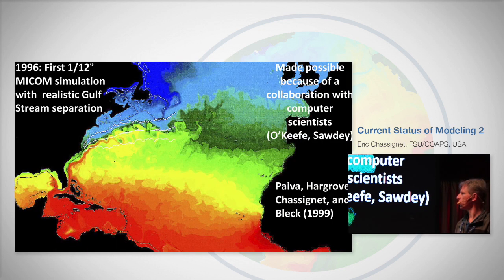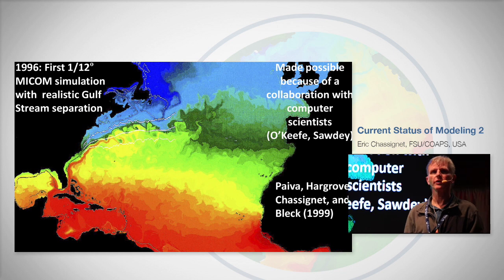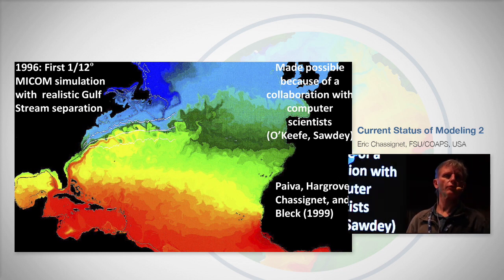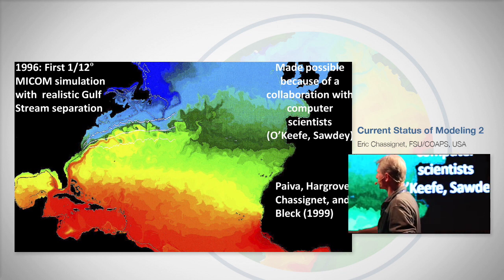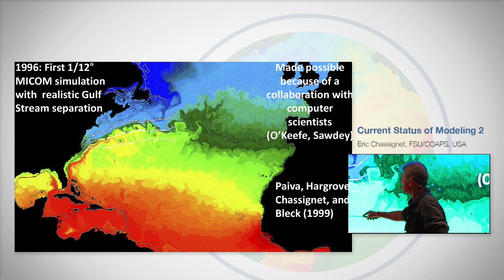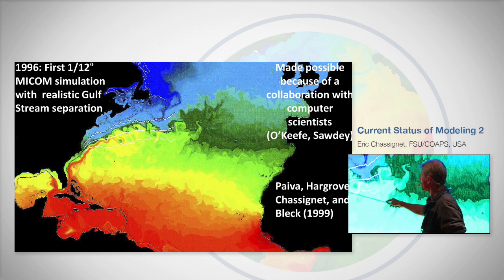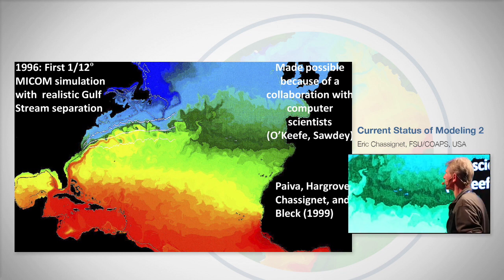So here is an old picture. It's actually 1996 that the first eddy resolving simulation of the North Atlantic started to show a Gulf Stream that resembled, you see just here, detaching from Cape Hatteras. In white is the envelope of the observed Gulf Stream.